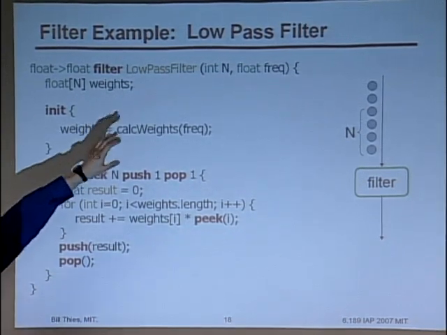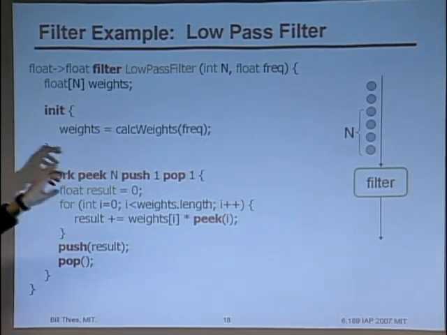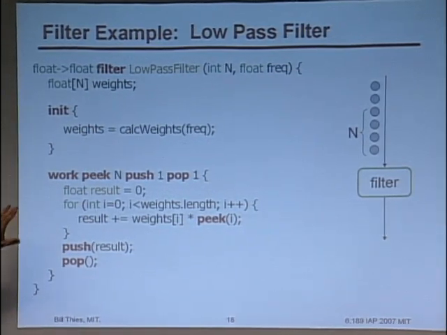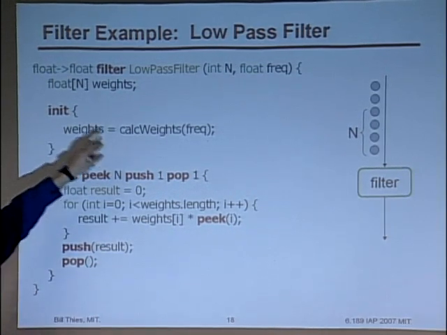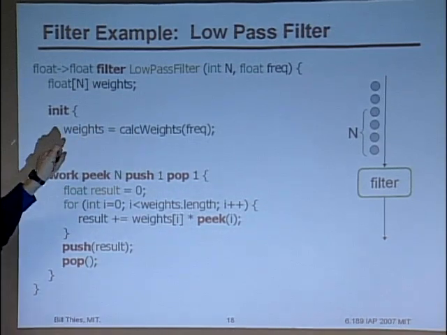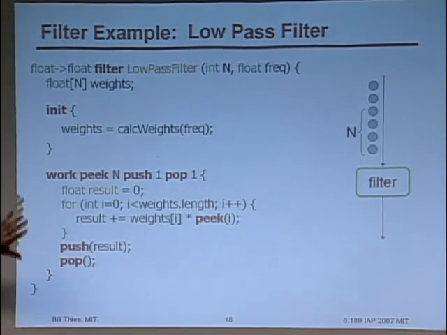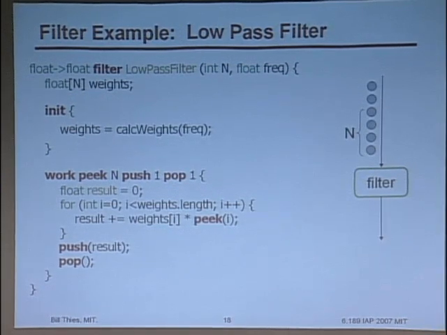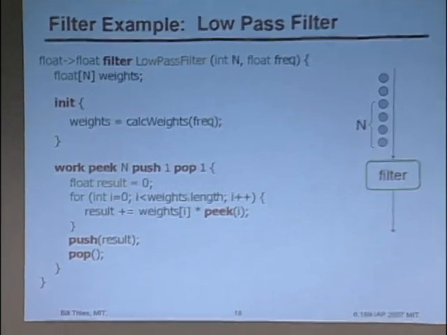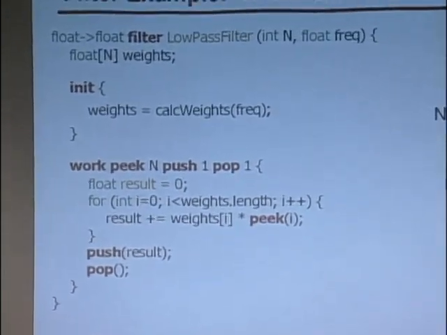So for example, here we're inputting n and a frequency. And then we have two stages of execution. At initialization time, this runs once at the beginning of the whole program. We can calculate some weights, for example, from the frequency. And we can store those weights as a local variable. So you can think of this kind of like a Java class. You can have some member variables. You can retain state from one execution to the next. The work function is the closest thing to the main function. This is called repeatedly in the steady state.